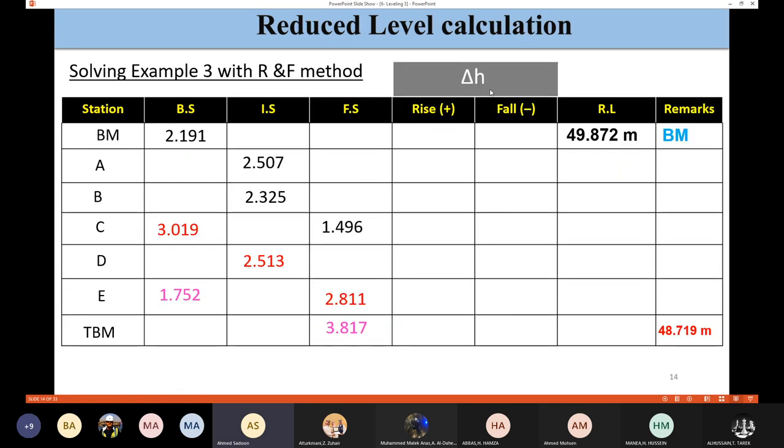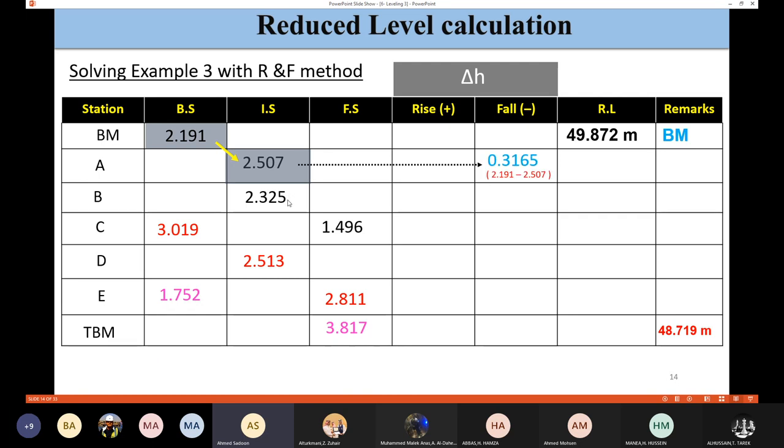Now we need to determine the difference. For the first setup, we started here and finished there. Then first we are gonna determine the difference between this point and that point. It's gonna be this reading minus that reading. So this reading minus that reading is going to give us either rise or fall. This one minus that one is a negative value, which means that we are gonna have a fall.